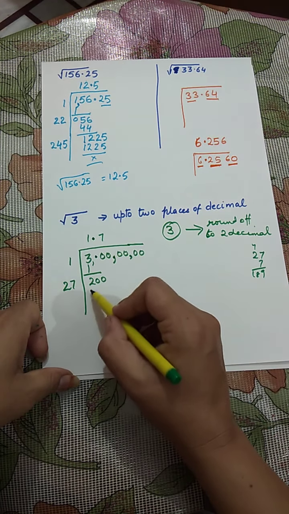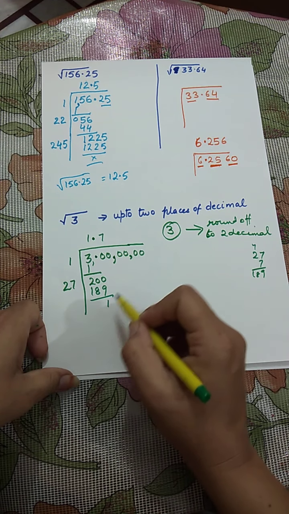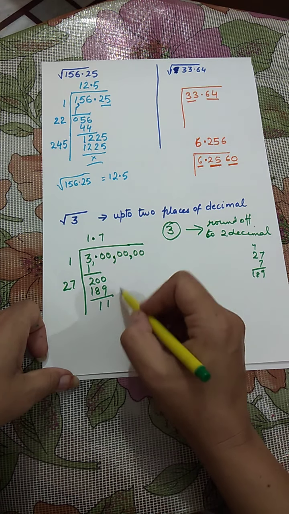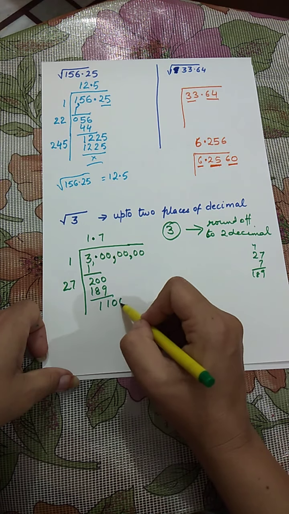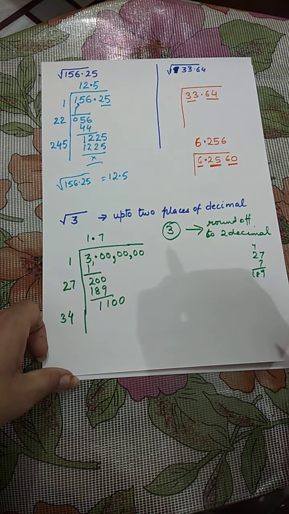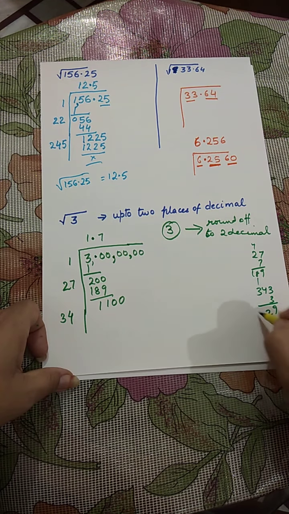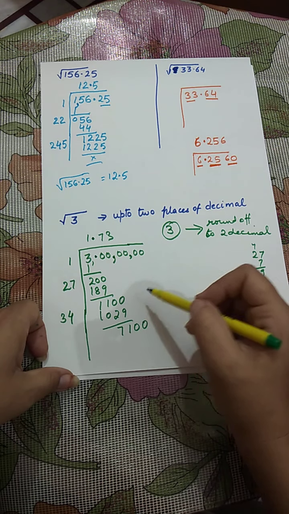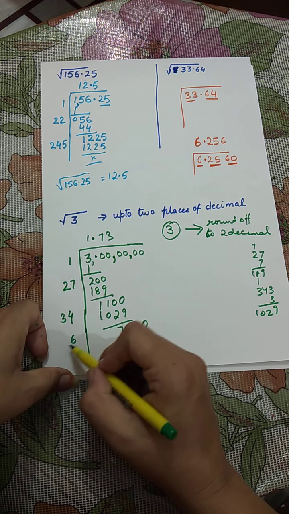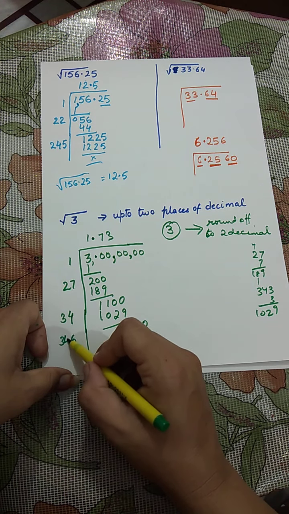7, you will get it as 189, another 2 zeros, double of this is 34, and when you do it over here, another last one, because we have to find for 3 decimals, so I am going to do it for the 3 decimals.